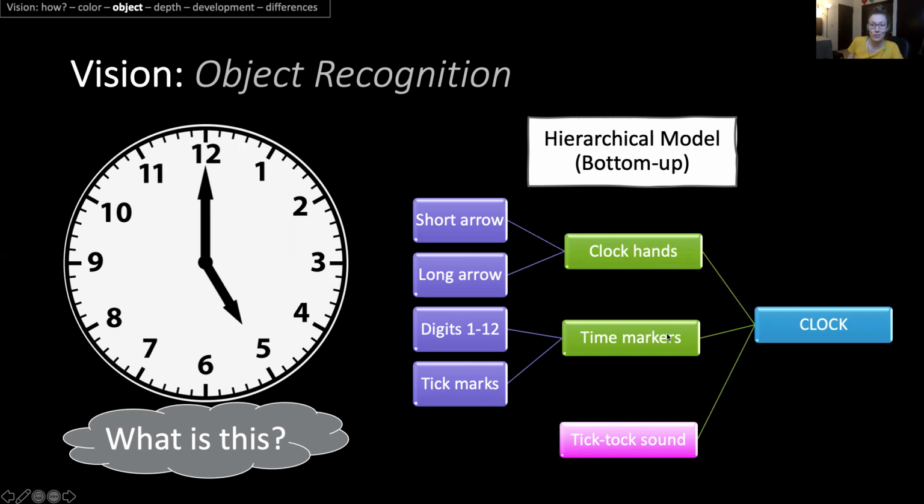Maybe you also use auditory information too. You might hear the sound of a ticking clock. And you ultimately piece all of these lower level stimuli together to then determine what the object is. So it's hierarchical because it starts basic and it gets more complex as you start to piece it together.